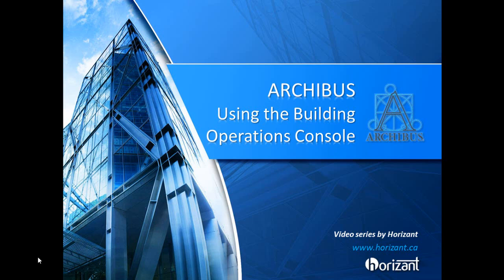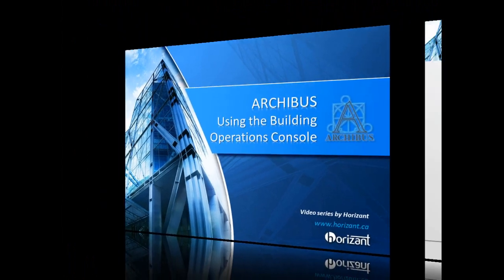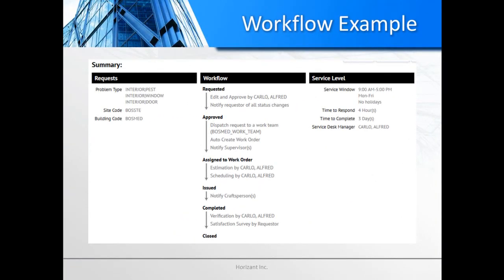At this point in time, I'm going to be stepping through a very specific workflow. I've set up an SLA with the following parameters. We're going to take an example of maybe a broken door, and it's going to follow a very particular workflow. In my workflow, you can see that the door issue is going to go to Alfred for approval, as well as then go off to the work team, so the work team can manage it. You also see that Carlo is also the estimator and the scheduler, so I have turned that functionality on, and he's also the verification person as well.